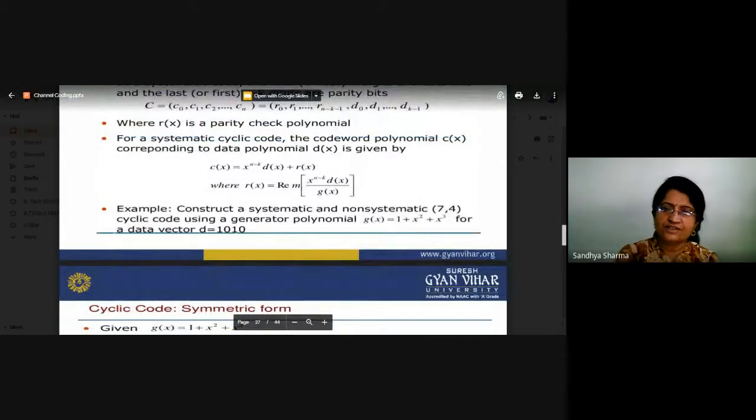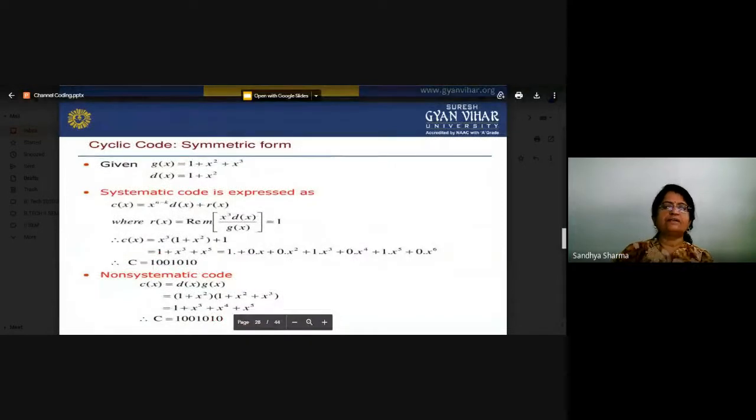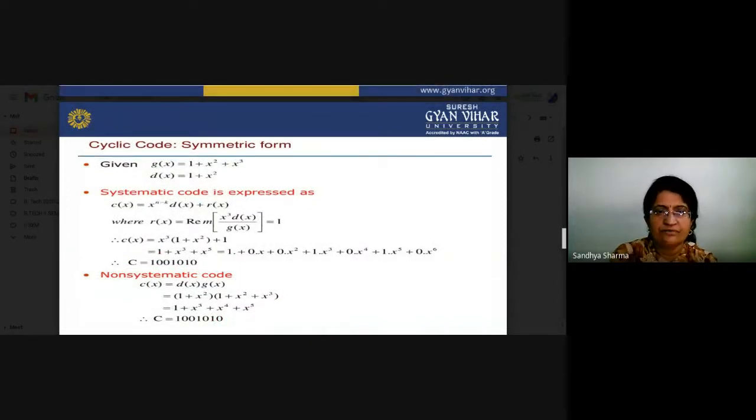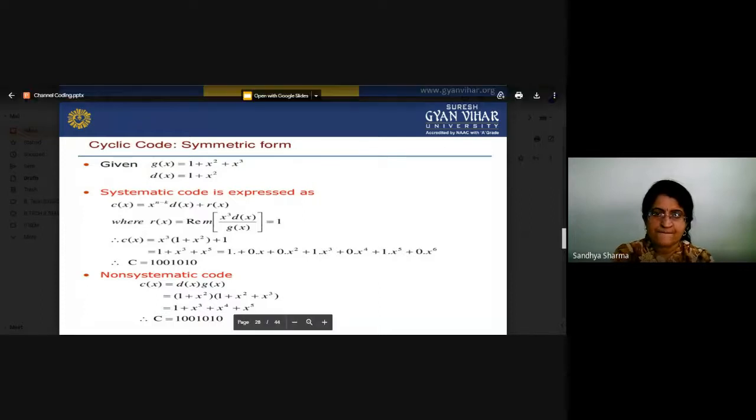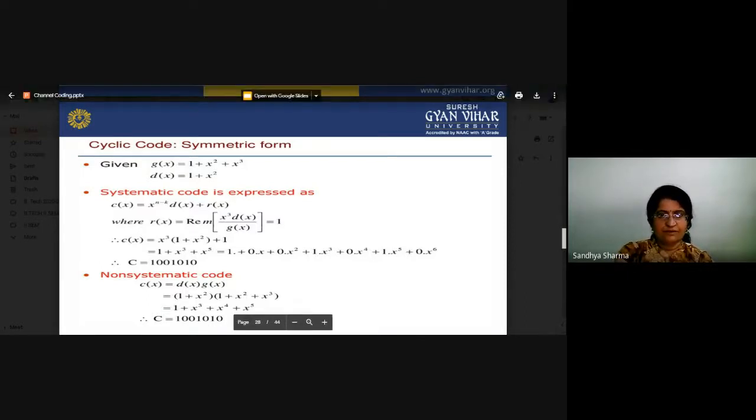Construct a systematic and non-systematic code. You are given g(x) for the data vector 1010. First of all you will convert it into d(x). So 1 and 0 in place of the zeros, so it will be 1 plus x square. And g(x) is already given, then you can calculate c(x) by using both these properties. And how can you calculate r(x)? That is the remainder of x^(n-k) d(x) upon g(x). So that is basically the value of c(x).